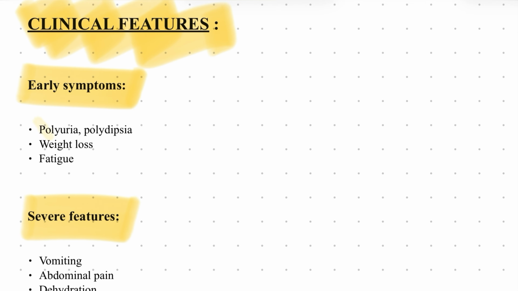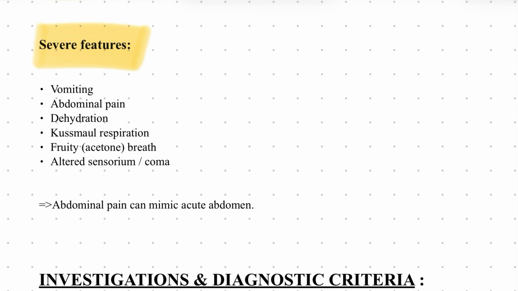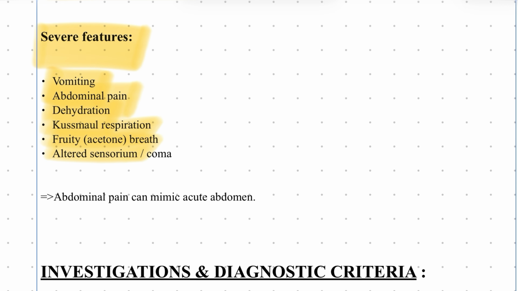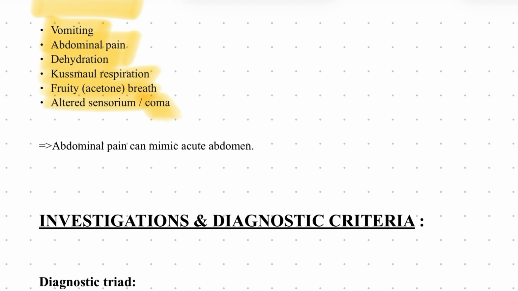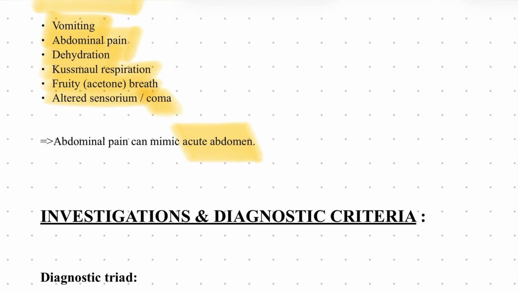So in clinical features, we will divide it into early symptoms and severe features, where polyuria, polydipsia, weight loss, fatigue will be seen in every diabetic condition. Whereas in severe cases, we see vomiting, abdominal pain, dehydration, as I said, Kussmaul breathing, fruity breath, that's Kussmaul respiration, altered sensorium, and coma. Okay. So the abdominal pain can mimic acute abdomen.